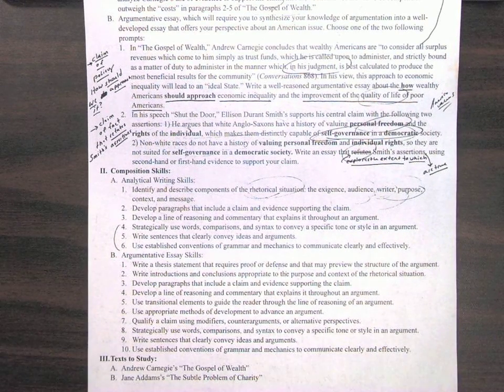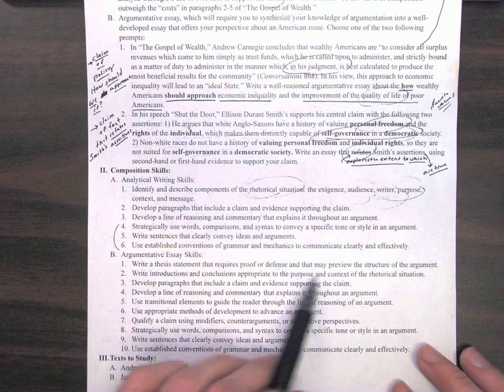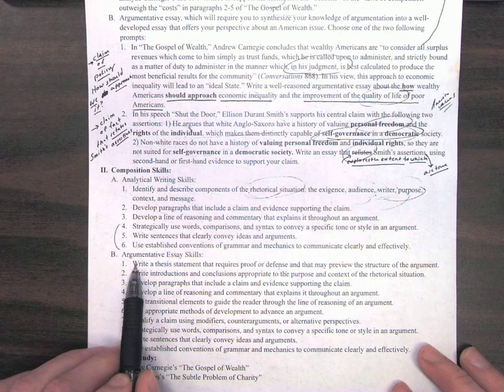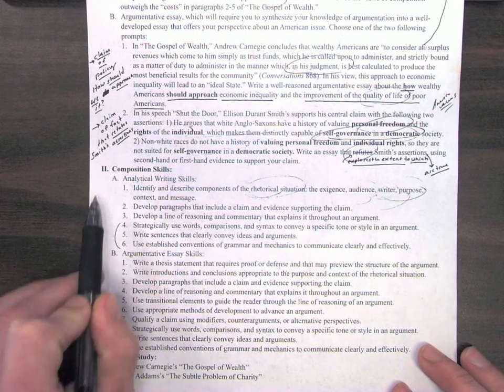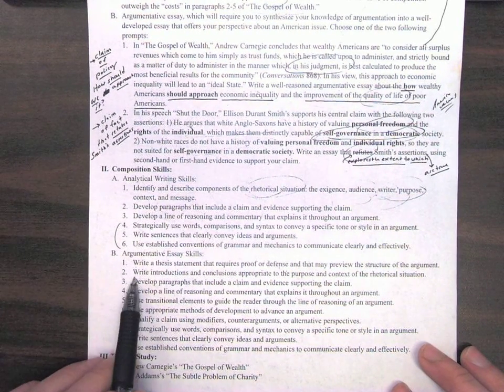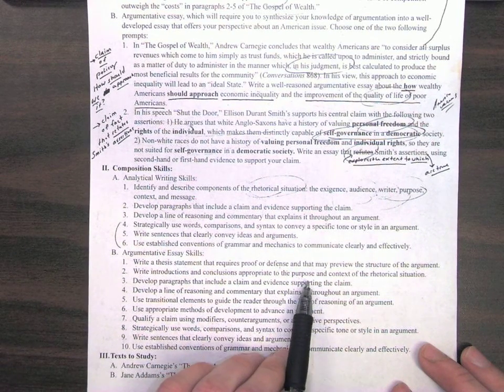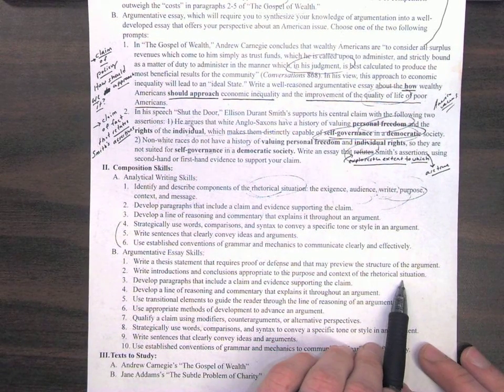Okay, what about your argumentative essay? First, you need a thesis statement that requires proof and defense. So you need to clearly have a thesis statement that answers one of these two prompts on your essay. Second, you need to be able to write an introduction and a conclusion that is appropriate to the purpose and context of the rhetorical situation.